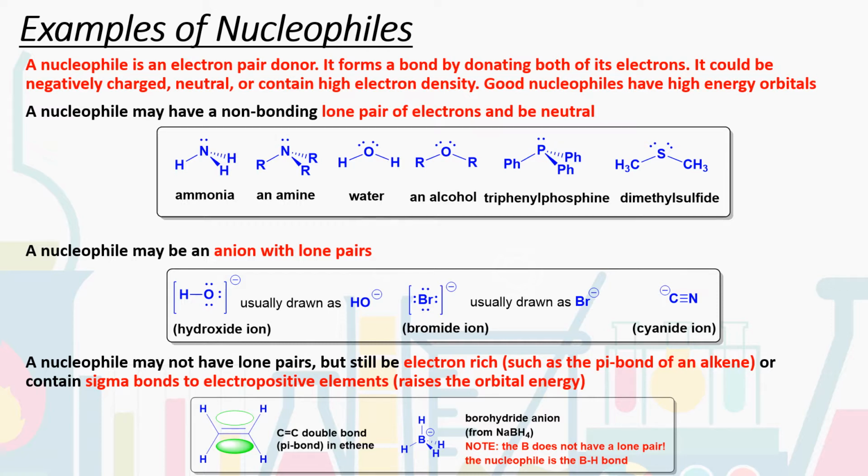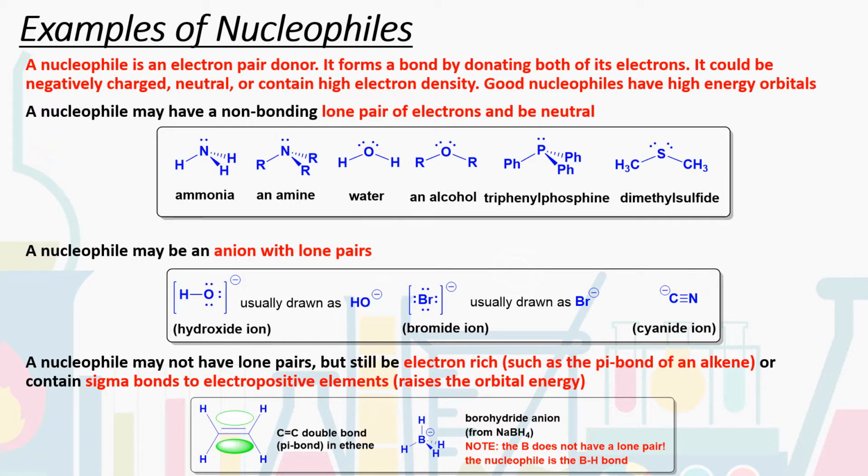And while they're not drawn specifically on this slide, I normally tend to also draw a lone pair and also the negative charge. Now a nucleophile could also not have lone pairs, but it's still electron rich. So this could be, for example, the pi bond of an alkene. We don't have a lone pair in an alkene, but the C=C double bond, the pi bond, is very electron rich. We have essentially more electron density than we would in just a normal C-C single bond.